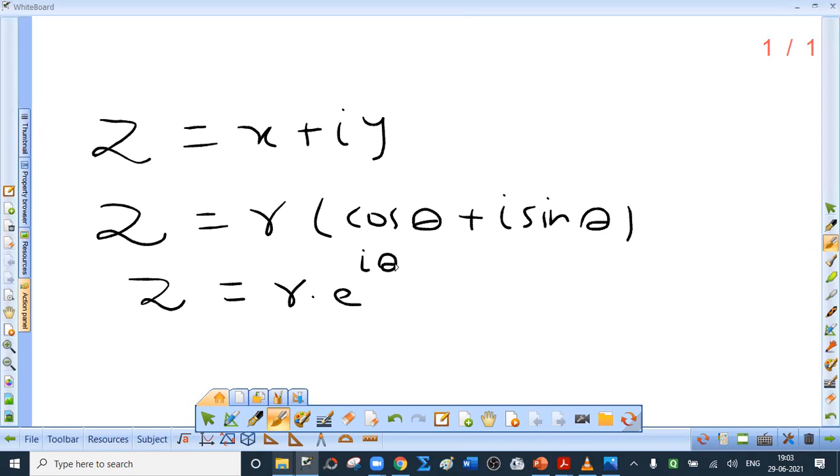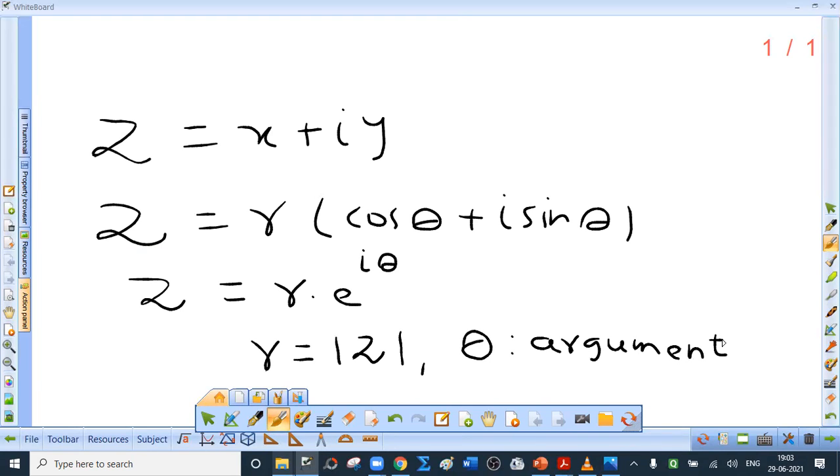What is i? Imaginary unit. What is r? R is nothing but the modulus of z. And what is theta? It is an argument or an amplitude. And for this, you have to remember which relation? That tan theta is nothing but y upon x. So I repeat, this is the polar form of a complex number, and z equal to r into e raised to i theta is the exponential form, where r is the modulus of the complex number.